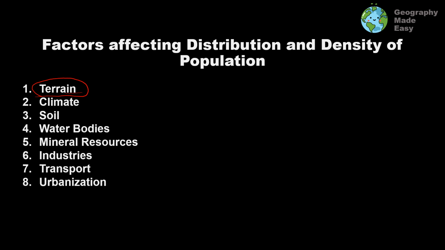The next very important factor which we need to consider is climate. Climate plays a very important role in the distribution and density of population. Very harsh and extreme climates do not allow a lot of population density or population growth to take place in a particular area. In regions which have a favorable climate, the population is much more.